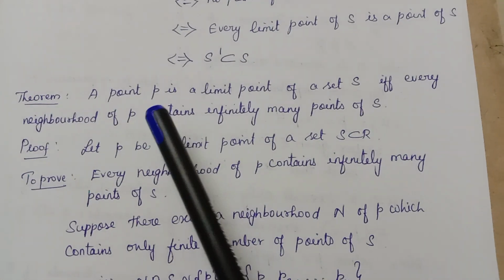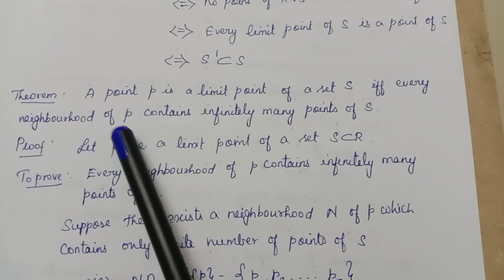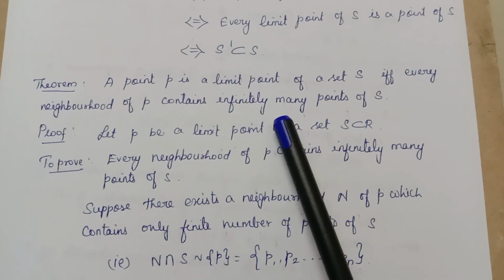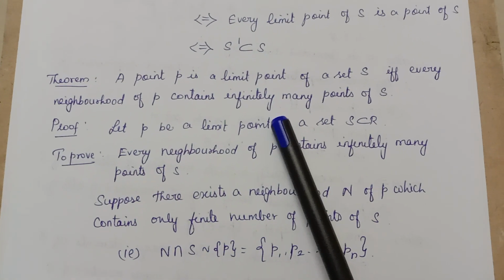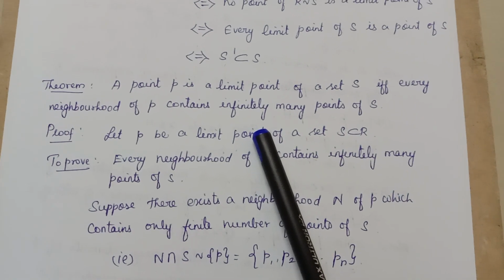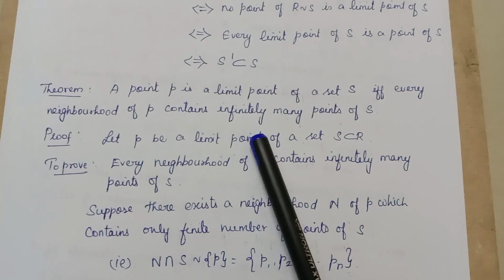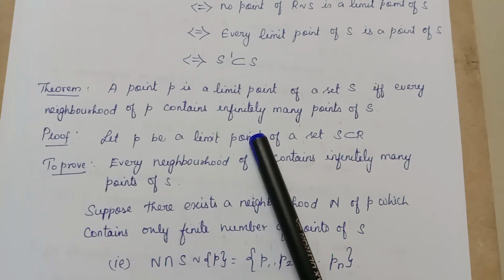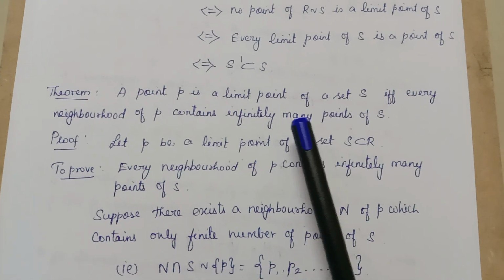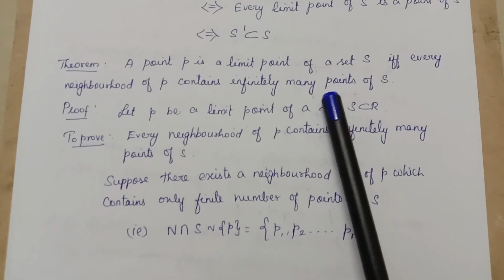Then the next theorem: a point P is a limit point of the set S if and only if every neighborhood of P contains infinitely many points of S. Already we have seen the definition of limit point in the previous video. The definition is that every neighborhood contains a point of S other than P. If it contains at least one point other than P, that is enough for being a limit point. But here we say it is a limit point if and only if every neighborhood contains infinitely many points. So let's see the proof.